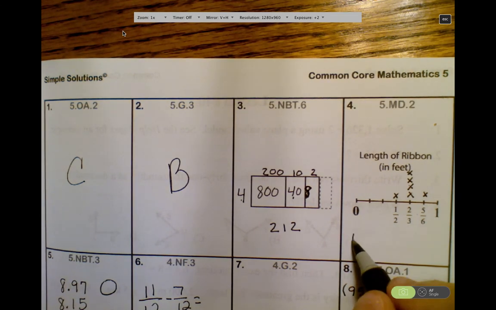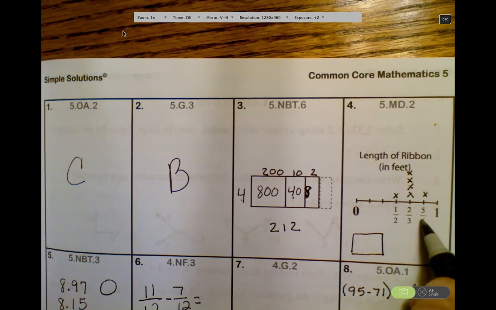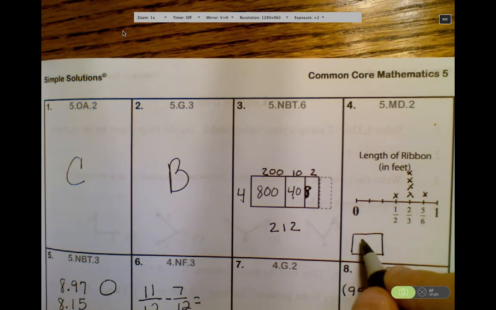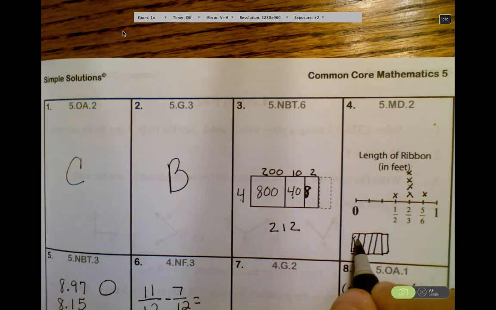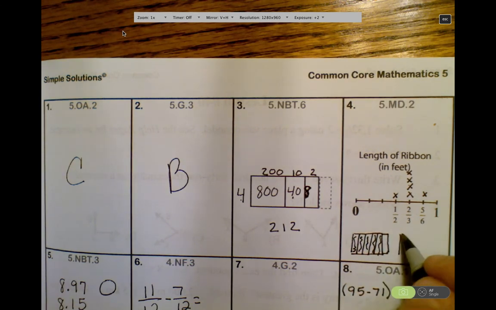I'm going to draw my box, and my largest is our sixes. So I'm going to divide this into sixes. 1, 2, 3, 4, 5. 1, 2, 3, 4, 5. Here's my sixth one. And I have 5 sixes, so I'm going to color those in. 1, 2, 3, 4, 5. I'm going to draw another box as well, and I'm going to do something with that box.